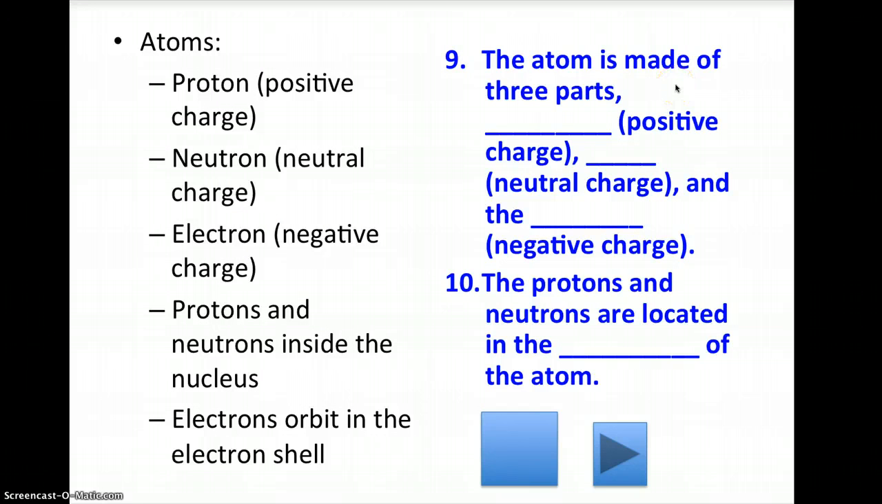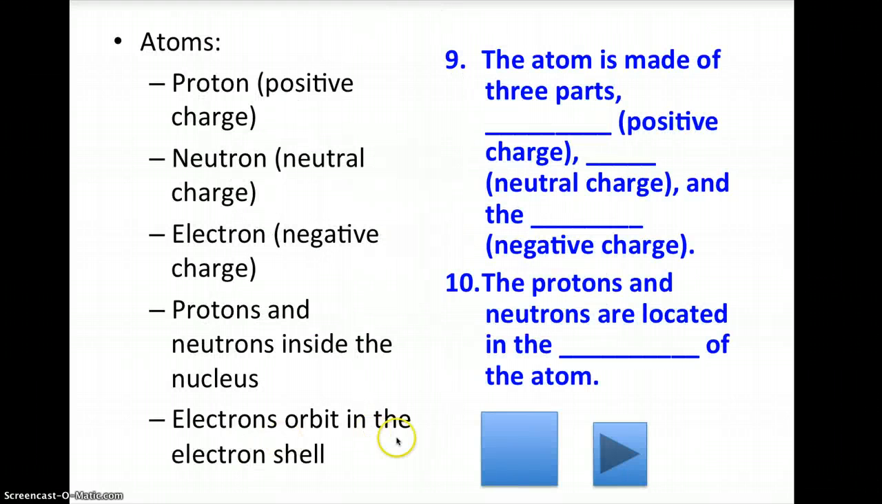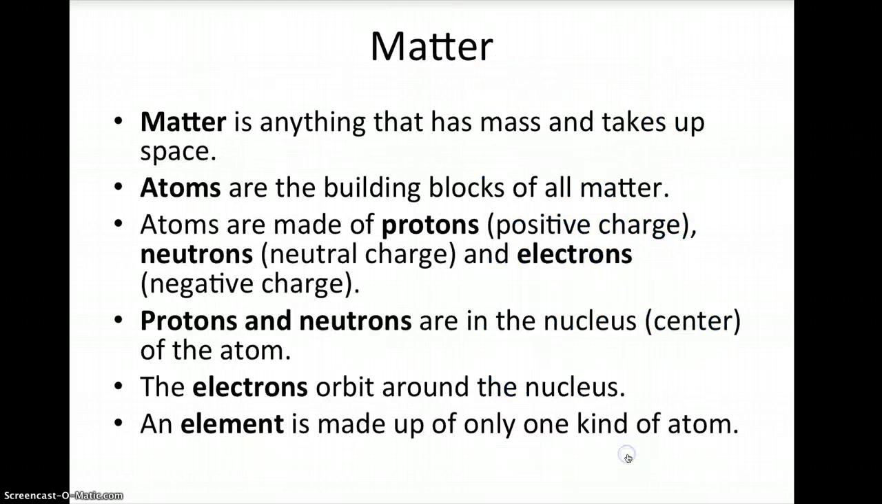So, the atom is made of 3 parts. Blank positive charge, blank neutral charge, and the blank negative charge. The protons and neutrons are located in the blank of the atom. Take a look. Protons and neutrons. Where are they? They're in the center. What's that called? All right, you now need to turn to the next page.